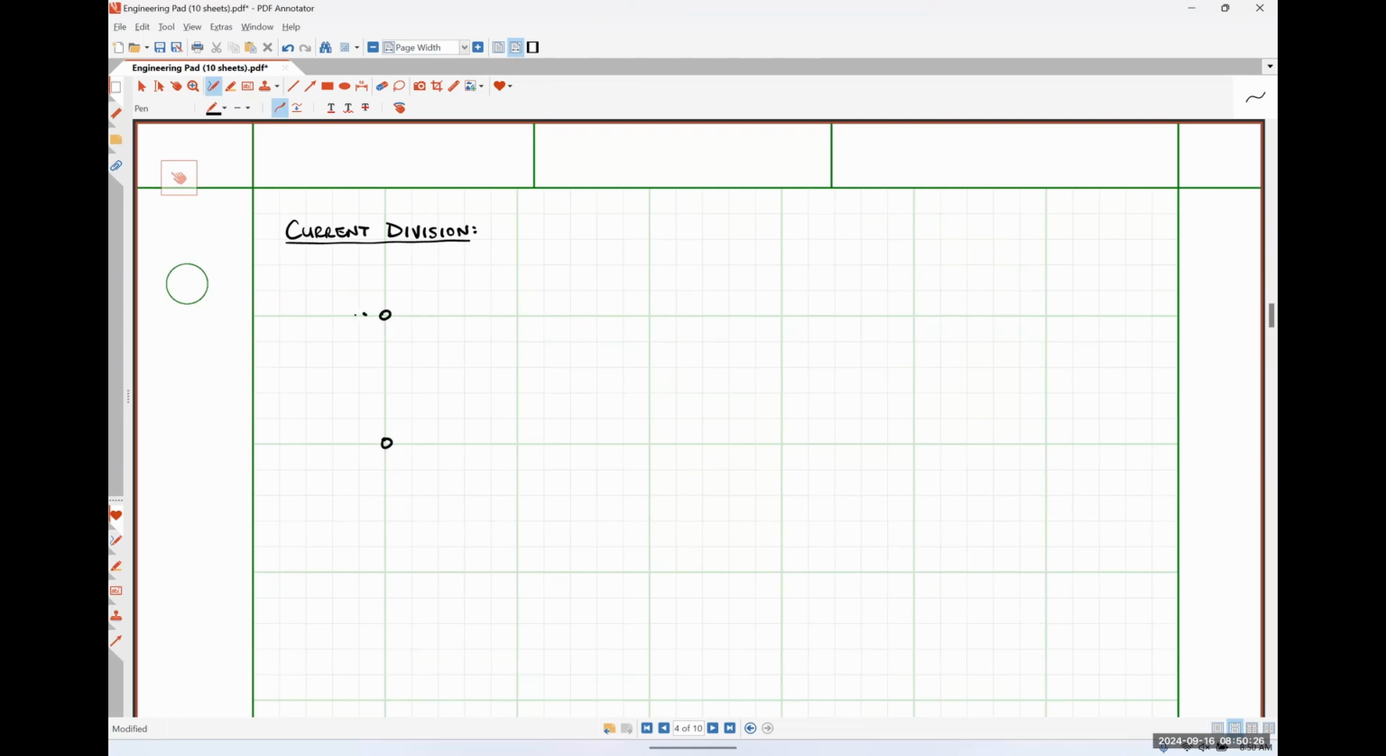So let's say that we have a network, part of a larger circuit, containing multiple resistors connected in parallel. So this will be R1, R2, all the way out to some resistor R sub n, like so. And let's say that the current flowing into this network is a known quantity.